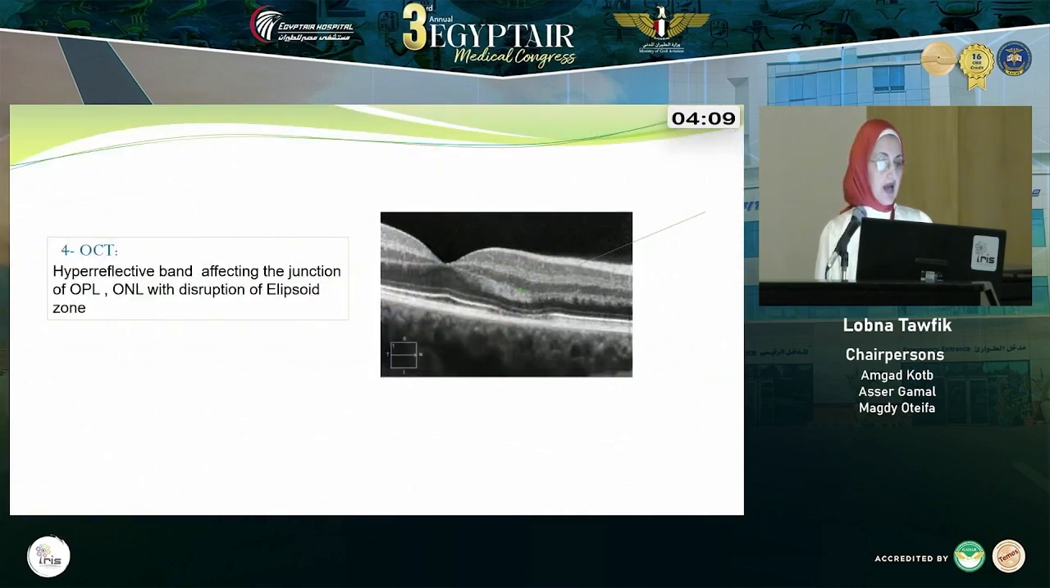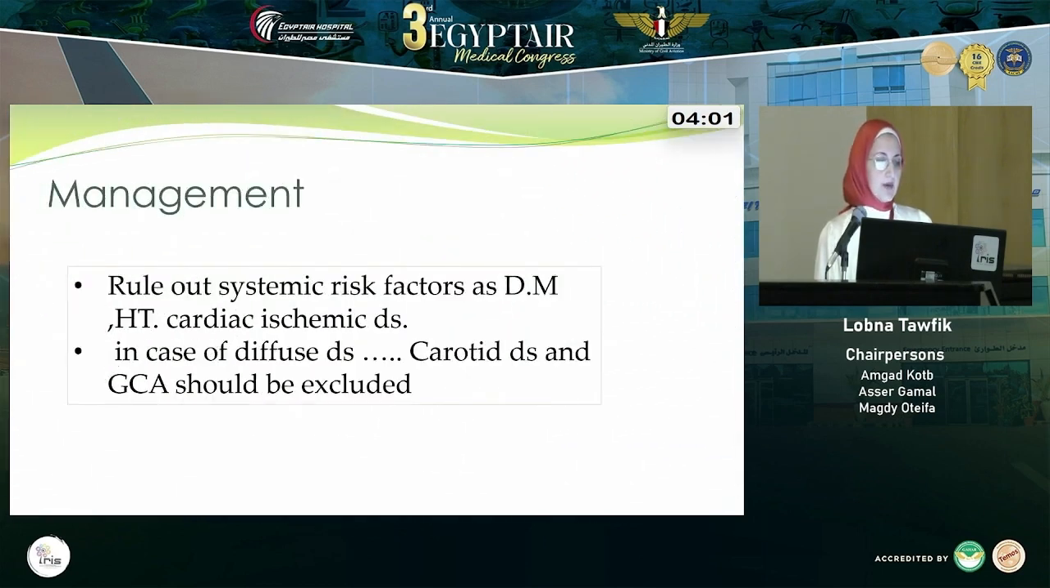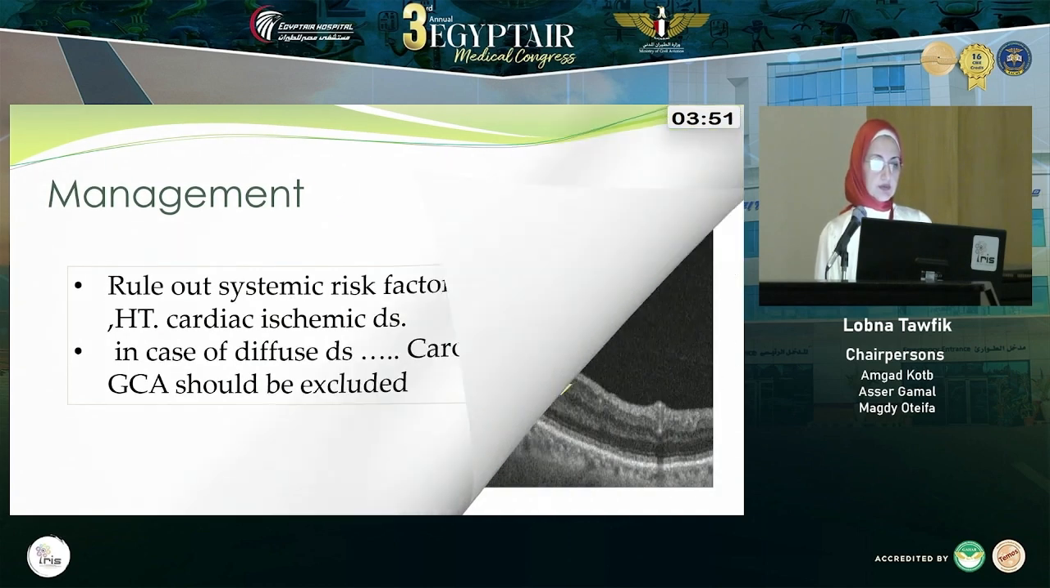OCT revealed a hyperreflective band affecting the junction of the outer plexiform and outer nuclear layers, with disruption of the ellipsoid zone. Management: rule out systemic risk factors such as diabetes, hypertension, and cardiac ischemic disease. In case of diffuse disease, carotid disease and giant cell arteritis should be excluded.